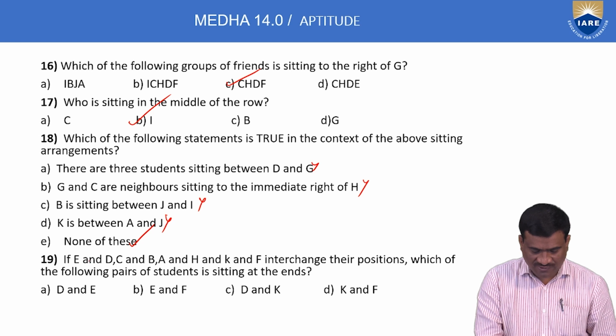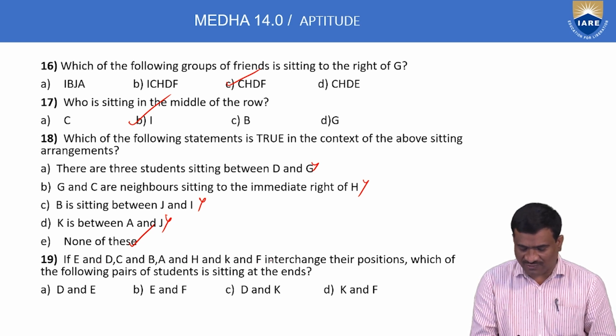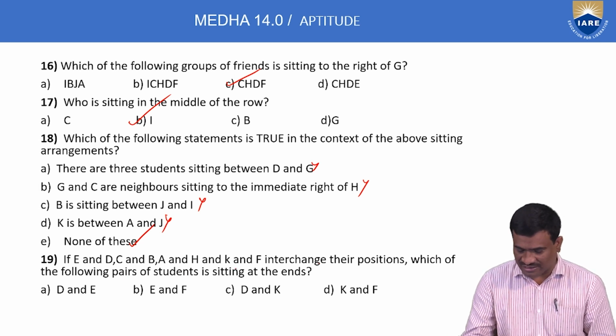Next, if E and D, C and B, A and H, K and F interchange their positions, which of the following pairs of students is sitting at the ends? So the answer D and K is correct.